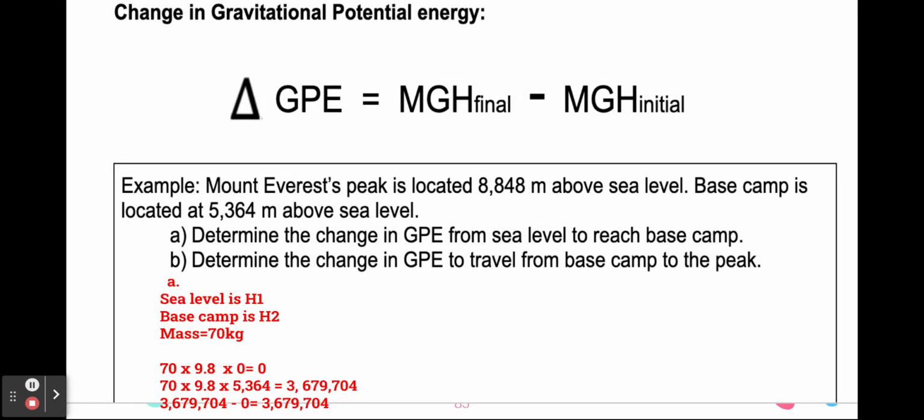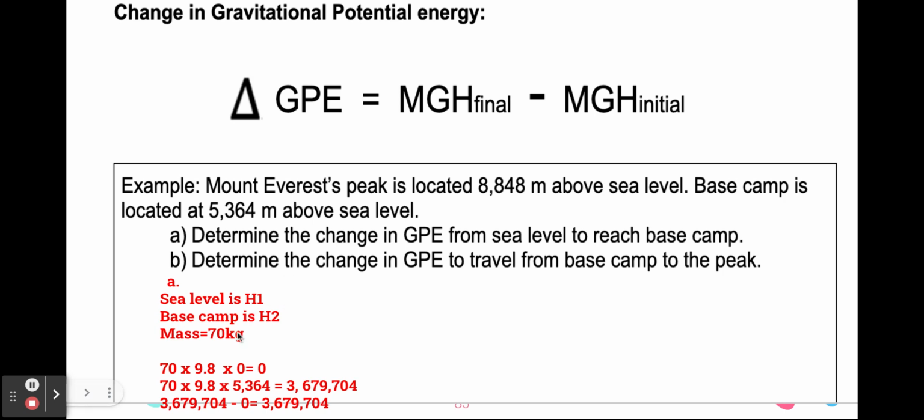We can do the same thing with gravitational potential energy. You could do this in one of two ways. You could just subtract the heights, or you could calculate this out twice. So, for example, Mount Everest's peak is located 8,848 meters above sea level. Base camp is located at 5,364 meters above sea level. Sea level is 0. Determine the change in GPE from sea level to reach base camp. So sea level is our first height. Base camp is our second height.